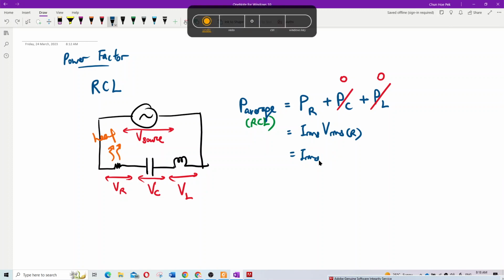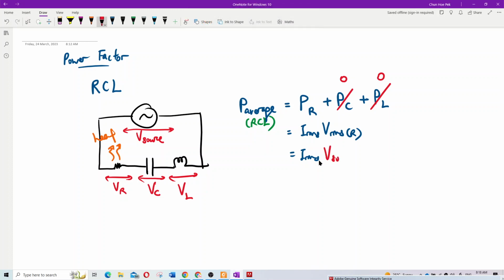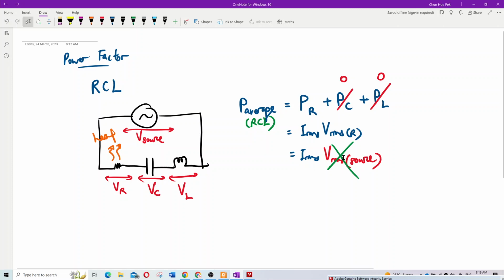I cannot say this is VRMS source. I cannot say this is VRMS source also. Understand? This one cannot. Do you know why? Because there is something other than R. There is a capacitor and an inductor.